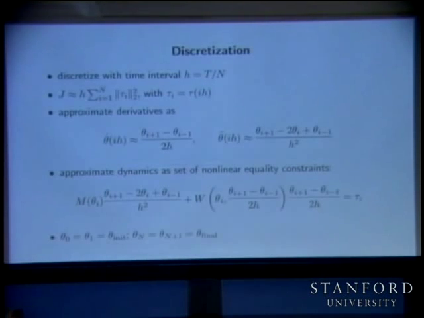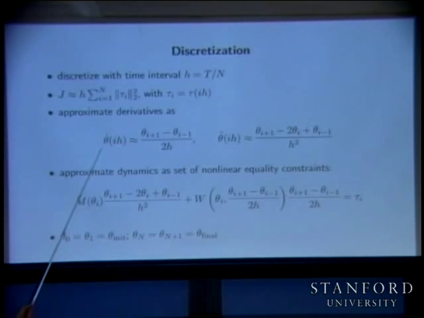Okay, so we'll discretize it. We'll take capital N time steps, and we'll write the objective as something like approximately that. And we'll write the derivatives as symmetric derivatives. By the way, once you get the idea of this, you can figure out how to do this in much more sophisticated ways, where you use fancier approximations of derivatives and all that, but this doesn't matter.